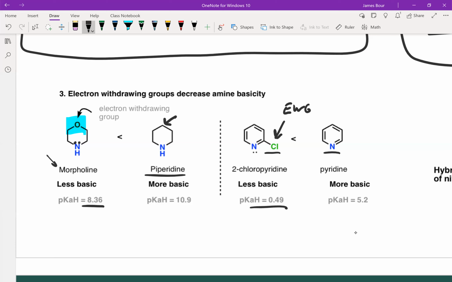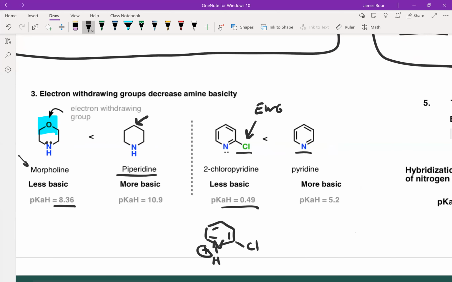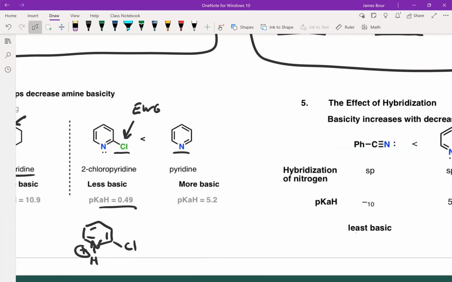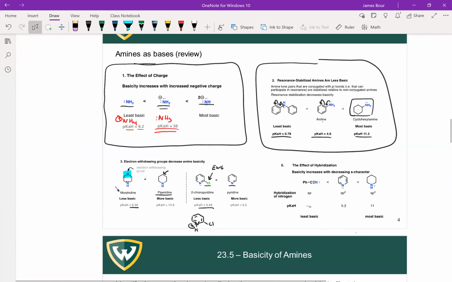In fact, it moves the pKa of its conjugate acid, being 2-chloropyridinium, to a pKa of 0.49, which is many, many times more or less basic than pyridine. Another way of saying that is many times more acidic than pyridinium.